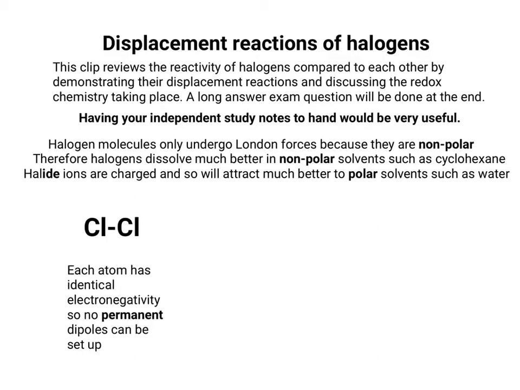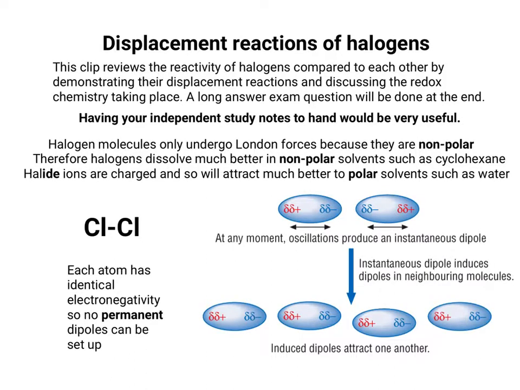So if we take a chlorine molecule, a halogen molecule, this could equally apply to bromine or iodine or fluorine. Each atom has identical electronegativity to the other, so no permanent dipoles can be set up. However, if you put a halogen into a non-polar solvent, the London forces that are set up automatically in the halogen and in the non-polar solvent will cause the halogen to dissolve in the non-polar solvent. So what I'll do now is show you a little clip that shows this in action, so you can see it quite graphically yourself.